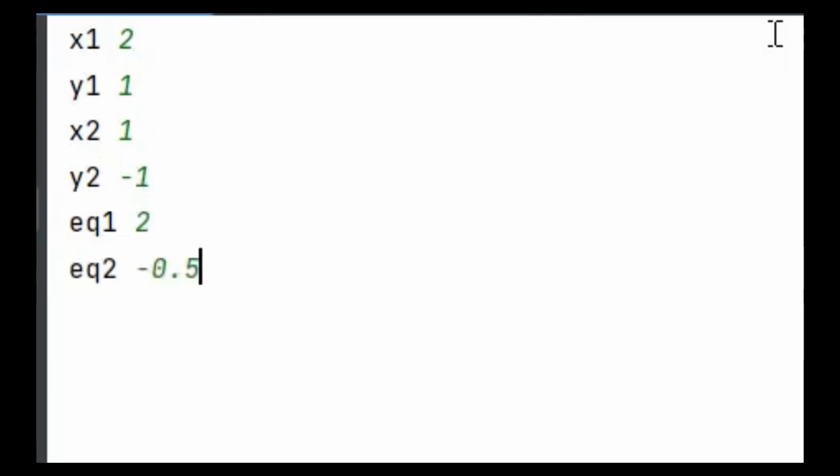So now I'm going to run this. x1 is going to equal 2, so that was our first coefficient. y1 is going to equal 1. x2 is going to equal 1 as well. y2 is going to equal -1. The answer for equation 1, so our first answer, was equal to 2. And equation 2 is equal to -0.5. And therefore, we get our answer. We can see it's outputted x equals 0.5 and y is equal to 1.